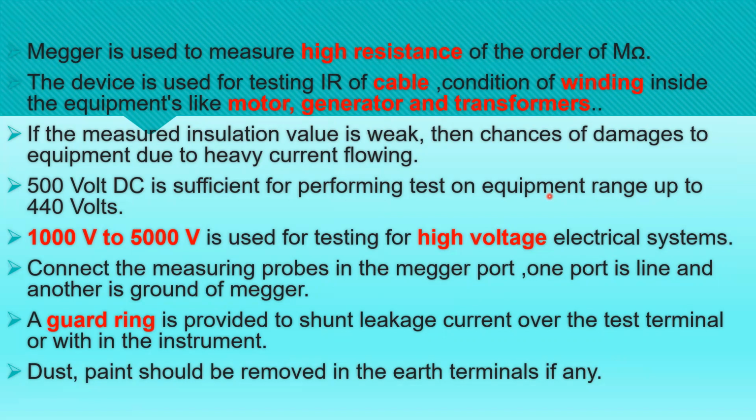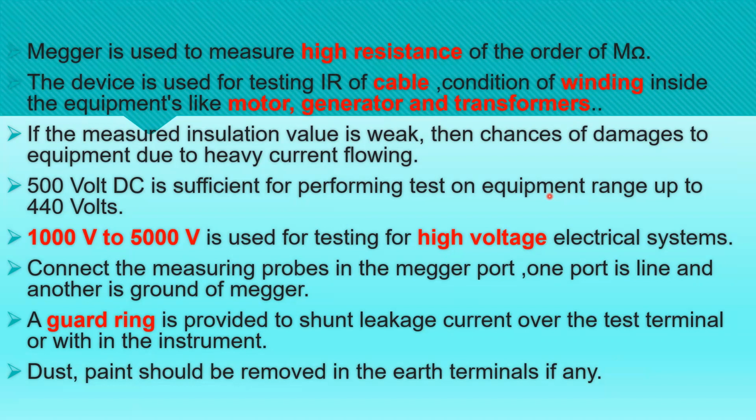If a 500 volt Megger is used, it can measure equipment rated up to 440 volts. If we go beyond 500 volts, to 1000 volt, 2500 volt, 5000 volt, that is used to measure high voltage electrical systems. When the voltage increases, the insulation resistance value also increases. According to that, the Megger is used to measure the high resistance value in the order of mega ohms.